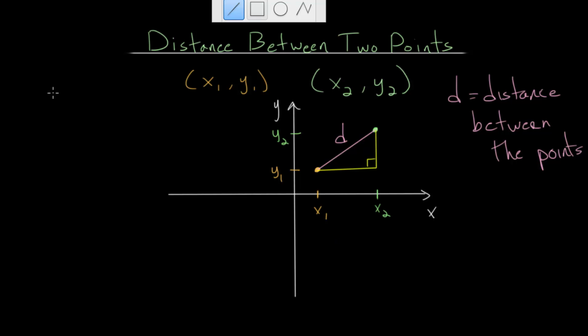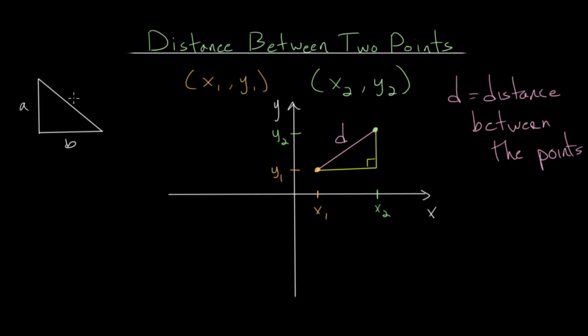So remember that if you have some general right triangle where we know the side lengths, we can call these A, B, and C, then the relationship between these is that a squared plus b squared is equal to c squared. So remember, this is just the Pythagorean theorem. And we'll use this to find a formula for the distance between these 2 points. So we just need to figure out what these side lengths are going to be.